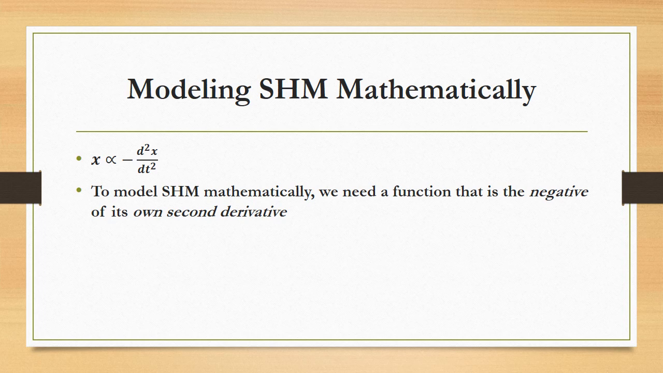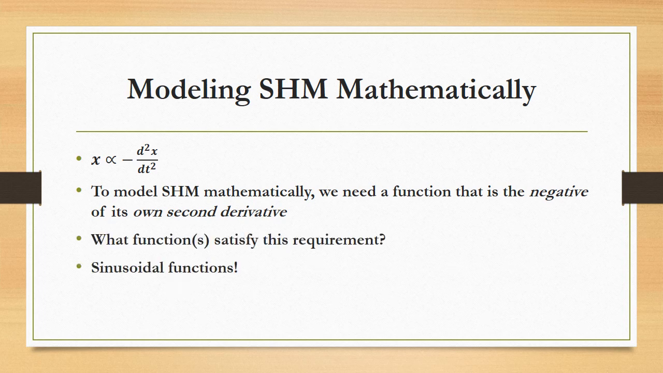So if you take any function and take the derivative of it twice with respect to time, you need some function where you get the exact same thing, but with a negative sign. So can you think of a function that is its own second derivative but negative? That would be sinusoidal functions.